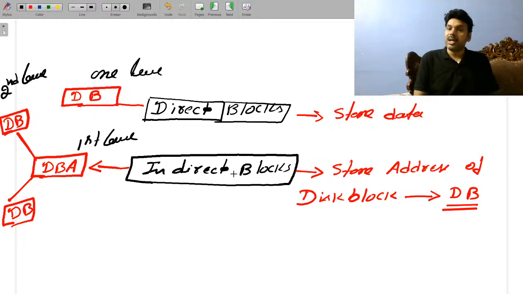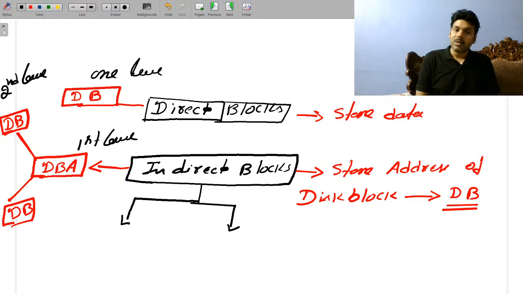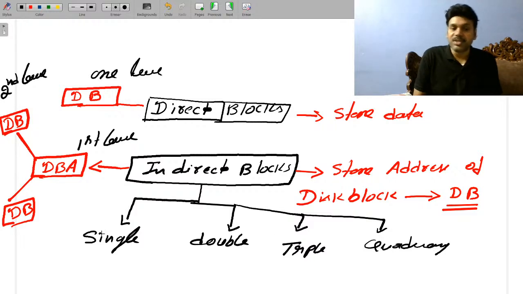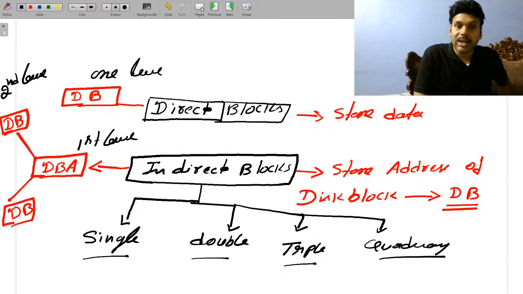In indirect blocks, we have two varieties: one is single indirect and the other is double indirect. In the exam, they will ask up to four. The other one is triple indirect, and the other one is quaternary. So what is the meaning of single indirect, double indirect, triple indirect, and quaternary indirect? Let me write it like this.